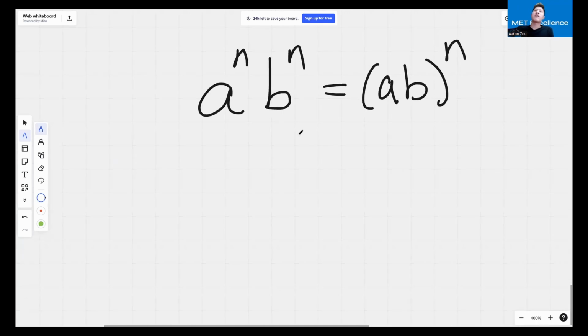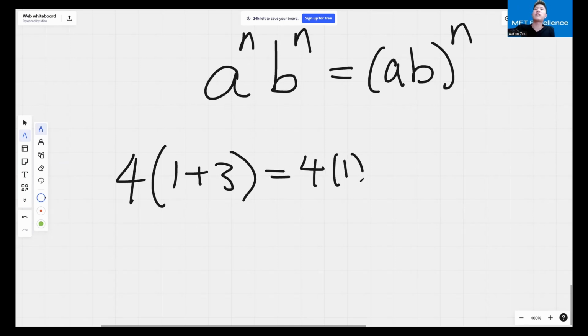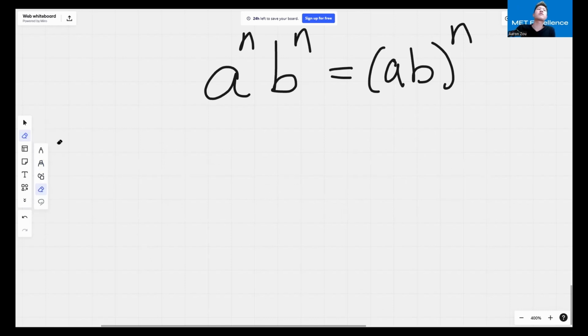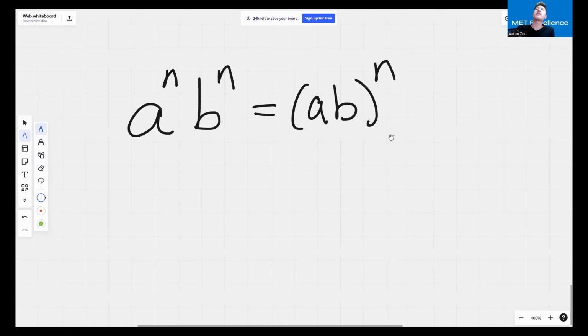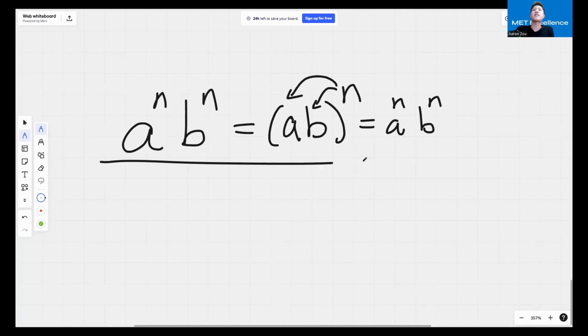I'm sure you guys have maybe learned the distributive property in school. So, right, if you have a multiplication, so let's say we have 4 times 1 plus 3, that is 4 times 1 plus 4 times 3, right? So that is the distributive property, and that also works kind of for exponents. If we have ab to the n, we can distribute the exponent kind of, and it's a to the n times b to the n. So this is our last exponent property.